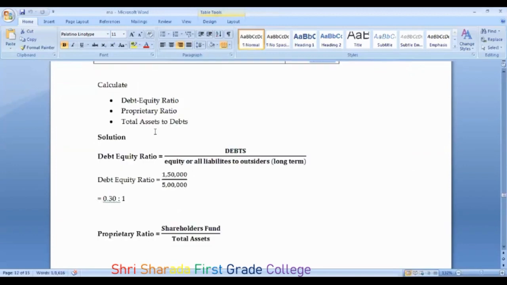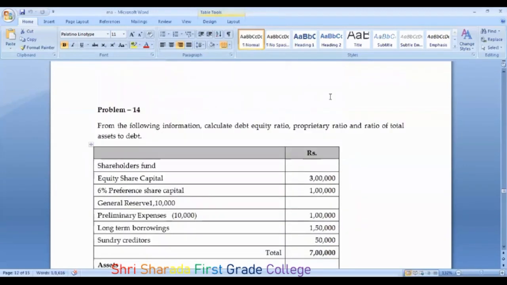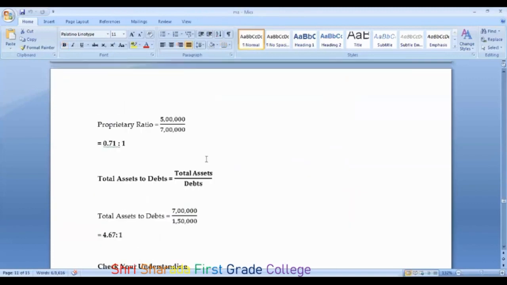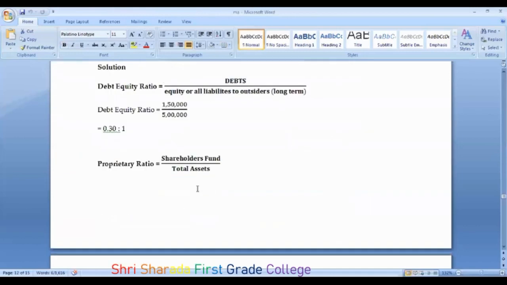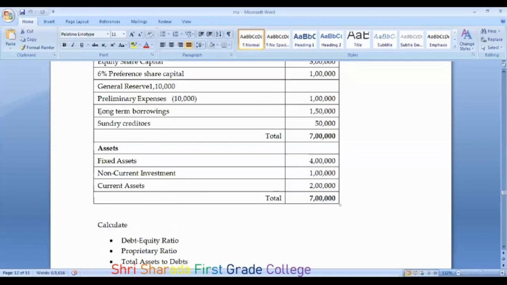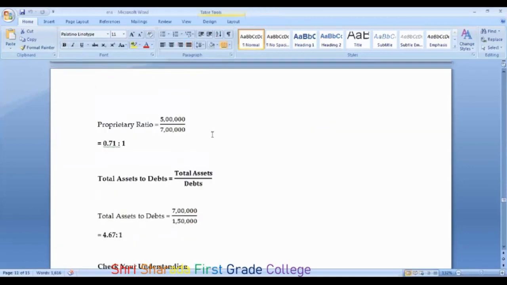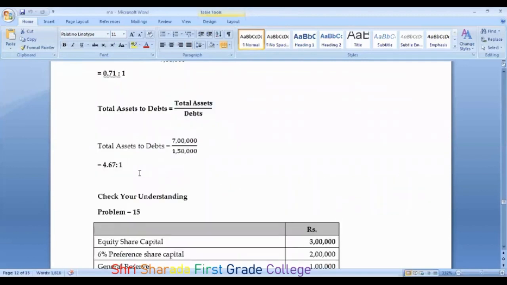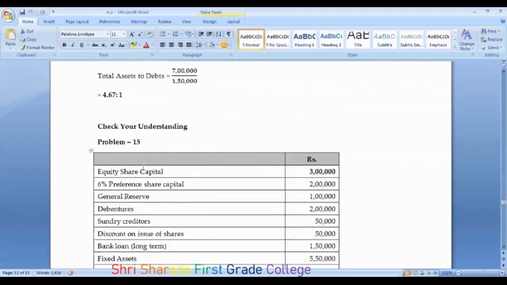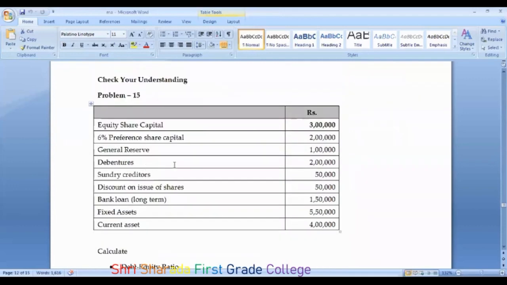Now you also have to find out the ratio of total assets to debts. Total assets is given already as 7 lakh, and the debts you have computed and taken into consideration as long-term borrowings of 1,50,000. So that becomes the debts. The ratio is 4.67:1.